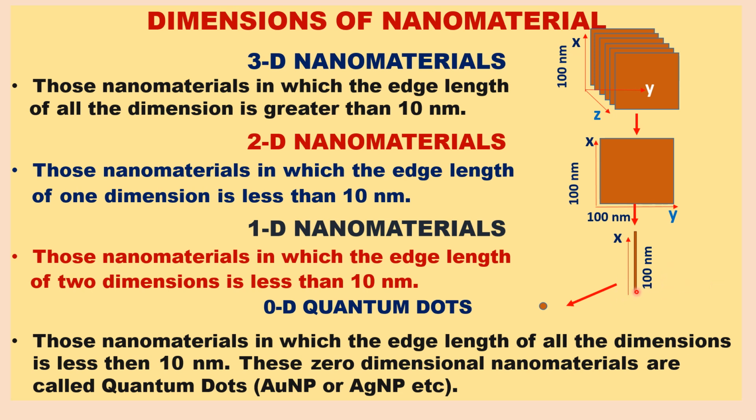Okay, then you take only a point. 0-dimension: quantum dots. Those nanomaterials in which the edge length of all the dimensions is, opposite of this, less than 10 nanometer. These 0-dimensional nanomaterials are called quantum dots. Gold nanoparticles and silver nanoparticles are all examples of quantum dots in which the edge length of all the dimensions is less than 10 nanometer.